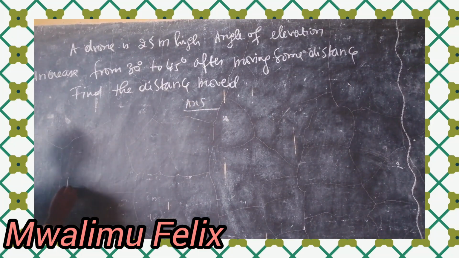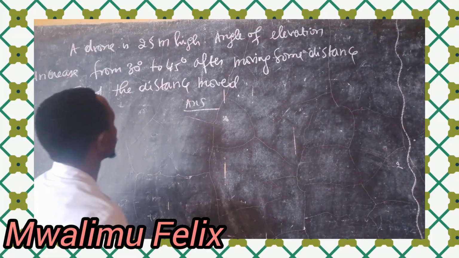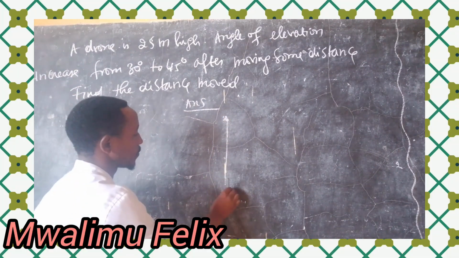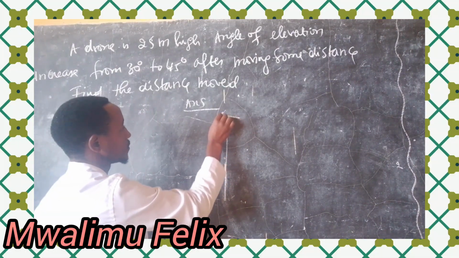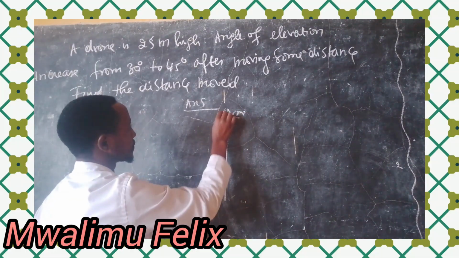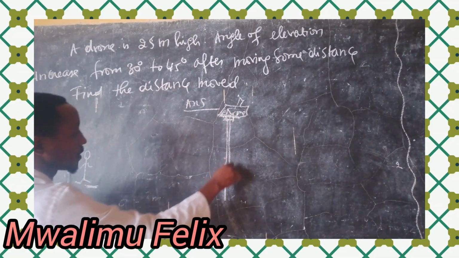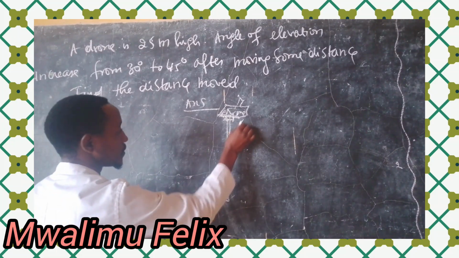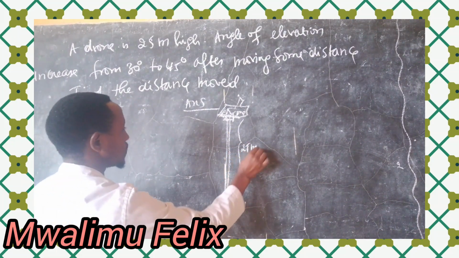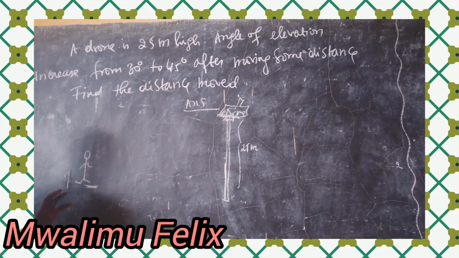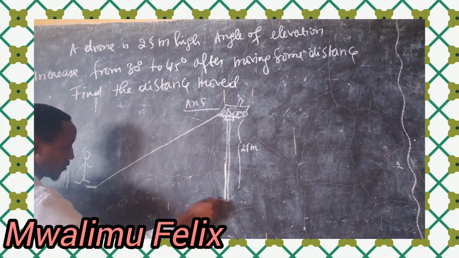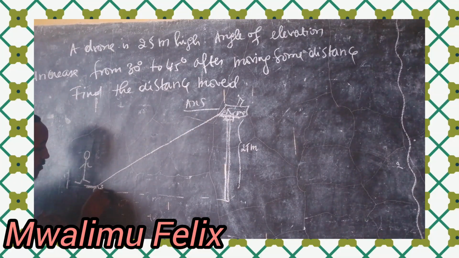Here there is, for example, a certain person. In that state, the drone is located, for example, here. So the drone is located above, and this height is equal to 25 meters. The angle of elevation from this point is equal to 30 degrees.